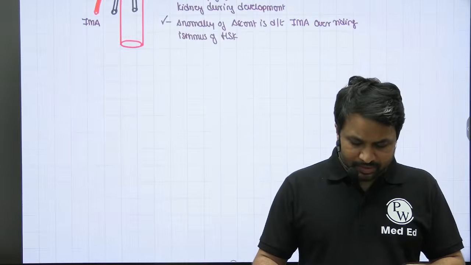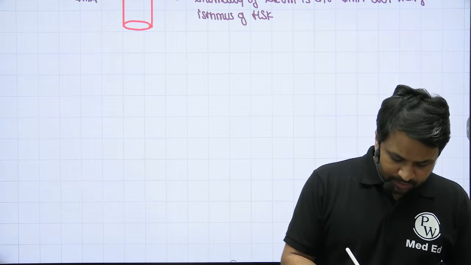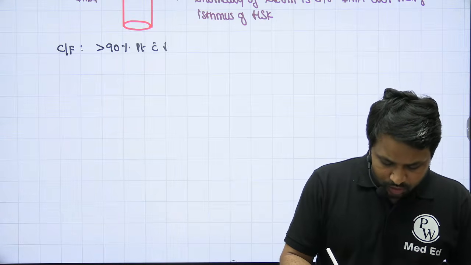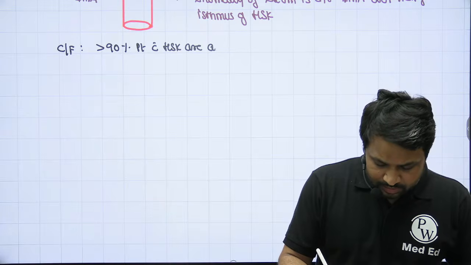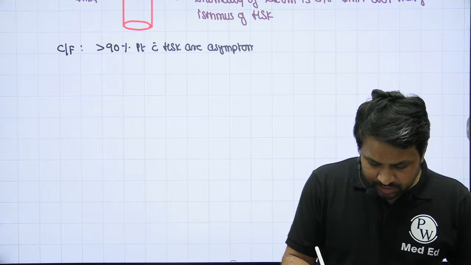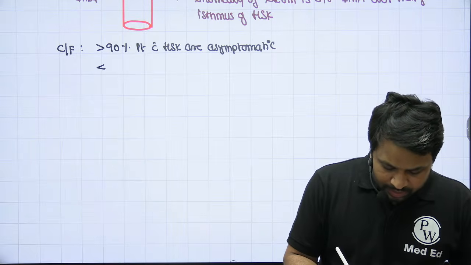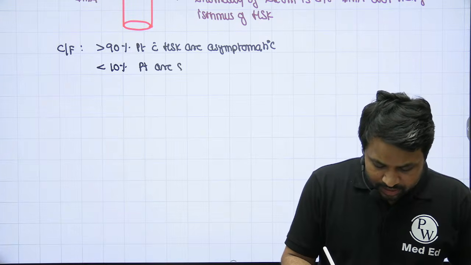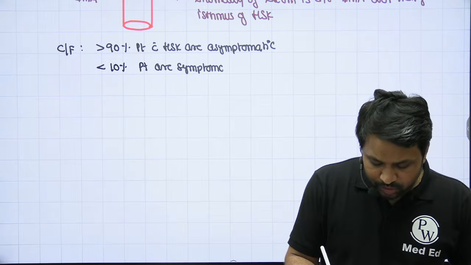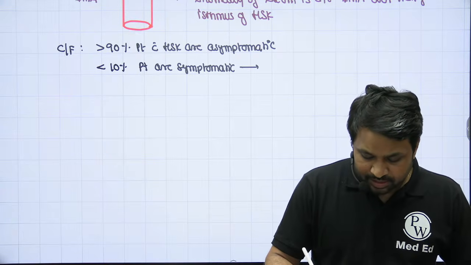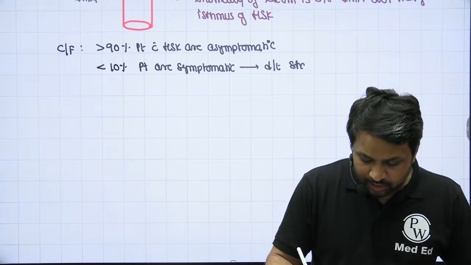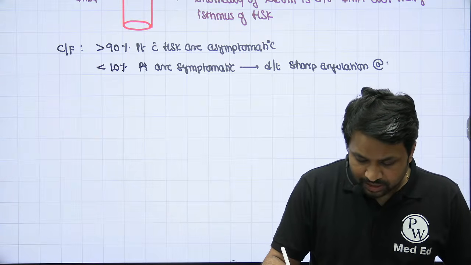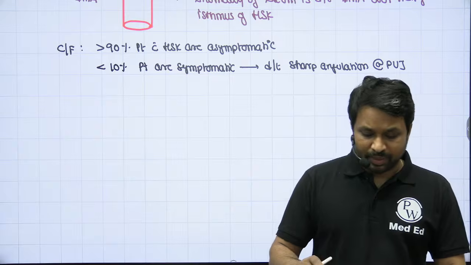Now, if you look at the clinical presentation of horseshoe kidney, what leads to the clinical presentation? Remember, more than 90% of the patients with horseshoe kidney are asymptomatic. Less than 10% of patients are symptomatic, and this is not because of the horseshoe kidney itself. The symptoms are due to sharp angulation at the pelvic-ureteric junction.